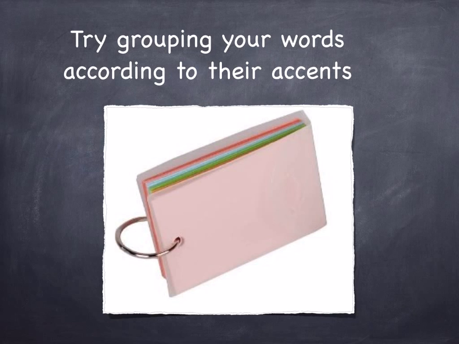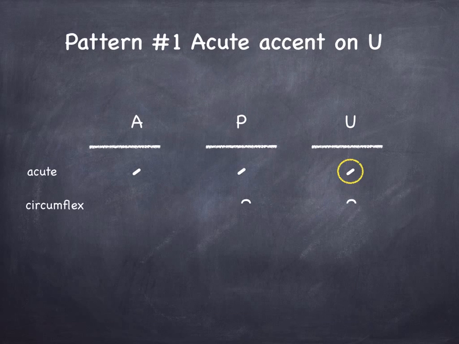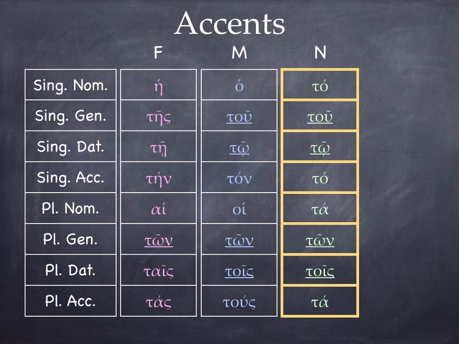Okay, so let's look at the first accent pattern, which refers to nouns or adjectives that have an acute accent on the ultima. And here you can use the article, especially the neuter article, as the model for the pattern because it has an acute accent on the ultima and it follows a specific pattern. Notice, in the nominative it's acute, genitive circumflex, dative circumflex, accusative acute; the nominative plural acute, the genitive plural circumflex, dative plural circumflex, and accusative plural acute. So the pattern then is acute, circumflex, circumflex, acute, acute, circumflex, circumflex, acute.